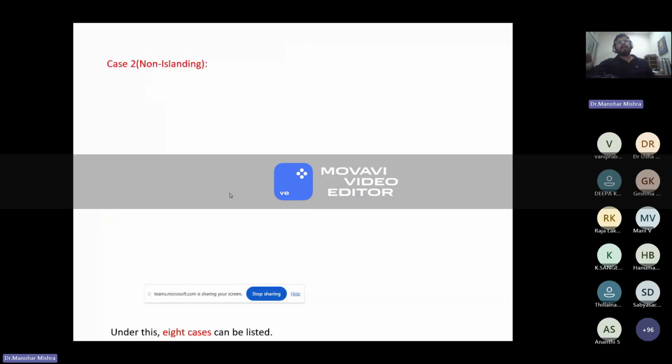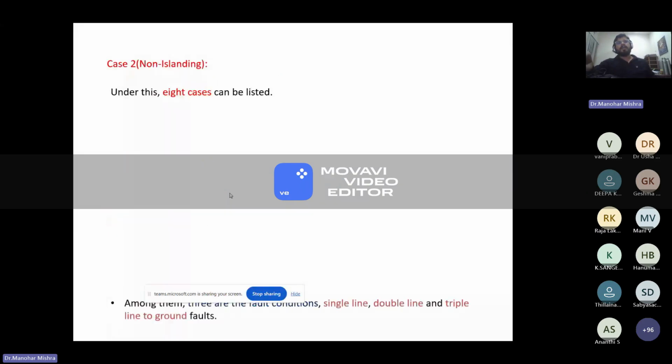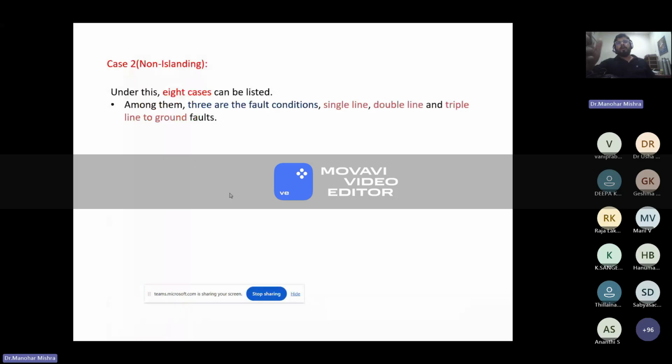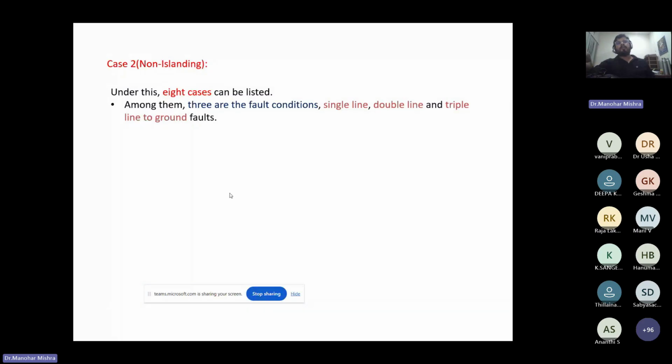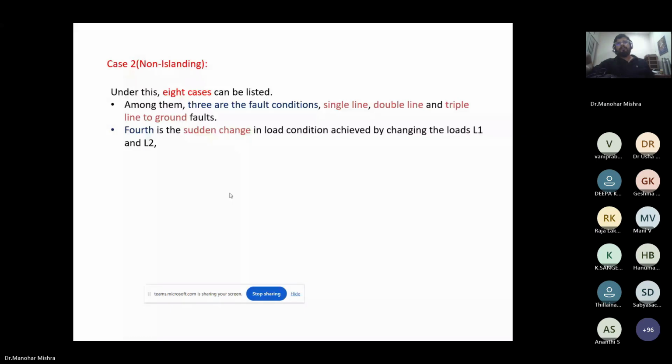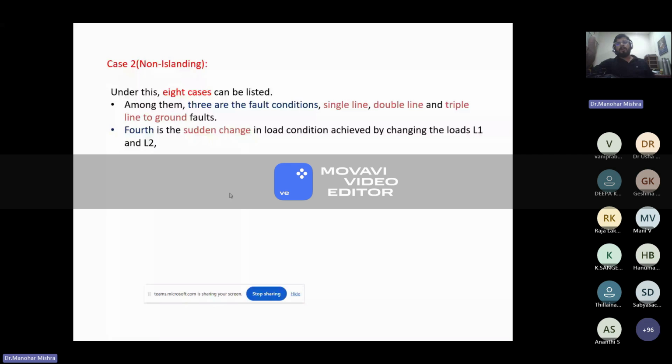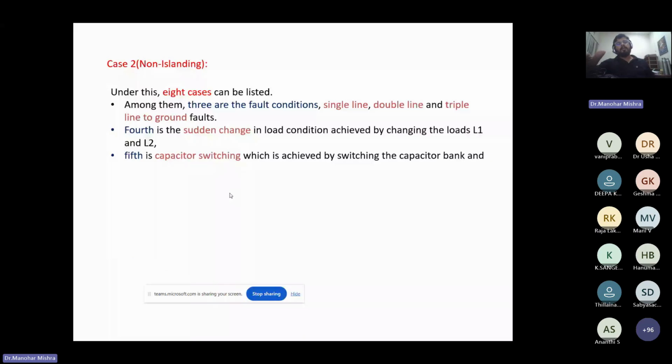Then the non-islanding cases are different: transient periods and fault conditions, namely single phase fault, double line fault, and triple line fault. These are three cases. Then there is sudden load change without islanding, where we can add or subtract some load. This is the fourth condition. Then there is capacitor switching, another transient condition that is not islanding but can behave like islanding. Then the sixth is the DG tripping case.